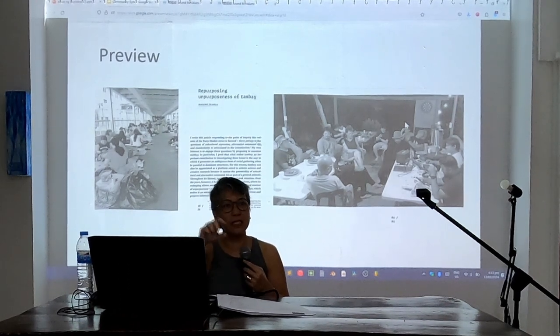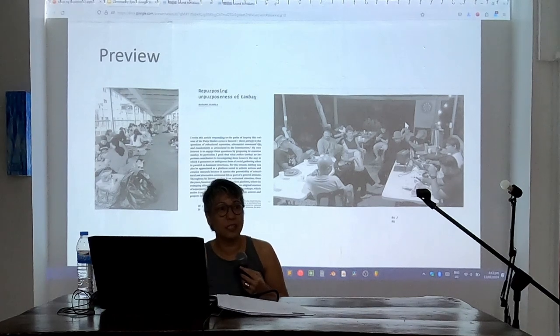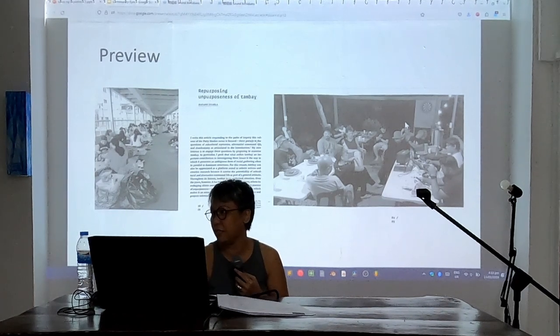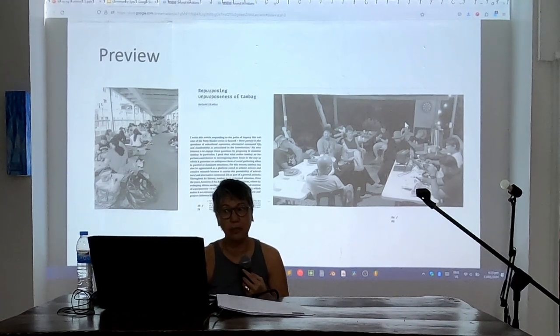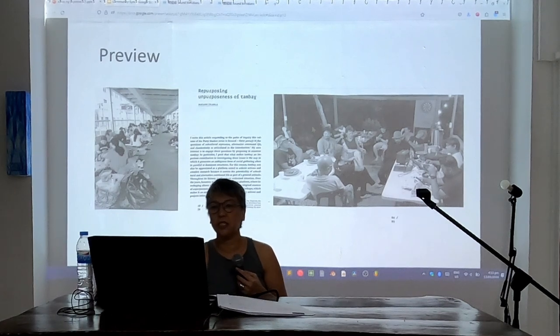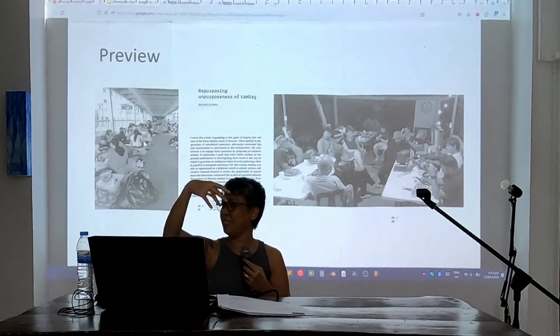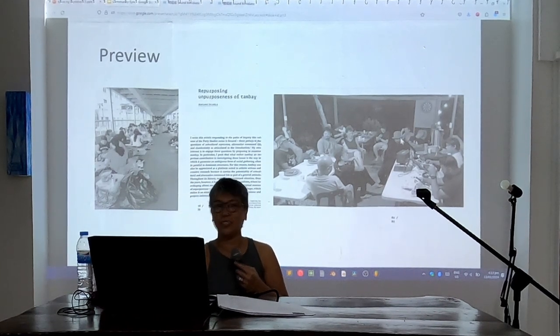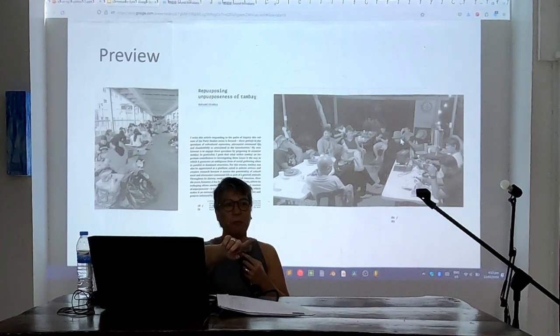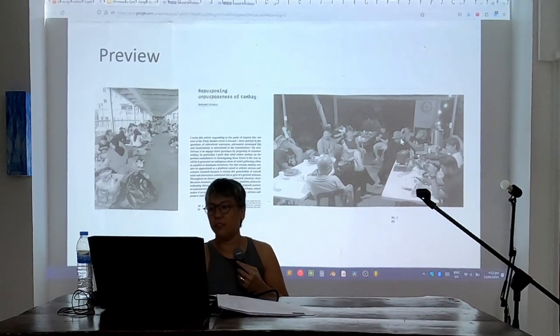Because tambay is not doing nothing. It is hanging, it is being in a space. Like, this is a tambay, right? So, yeah, ito may picture. This is Hong Kong, yung mga OFW. Gumawa sila ng tambay. Gumawa sila ng city nila sa central, di ba? And this is us making tambay in a little tap after the day of sound recording.